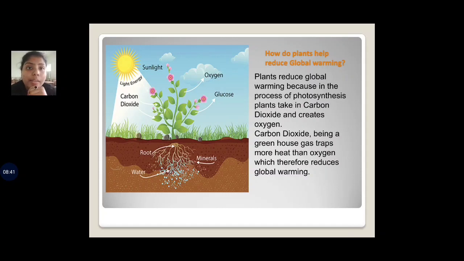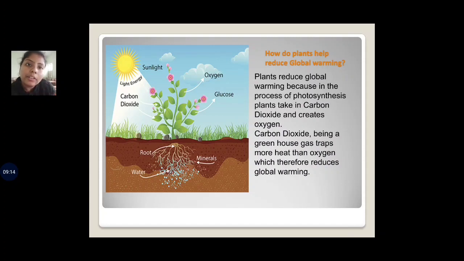That means carbon dioxide has the capability to trap the heat of the sun. The sun's radiation falls on the surface of the earth and is reflected to the atmosphere, and these greenhouse gases trap this heat. One of the greenhouse gases is water vapor, and carbon dioxide also. So let's talk about carbon dioxide.